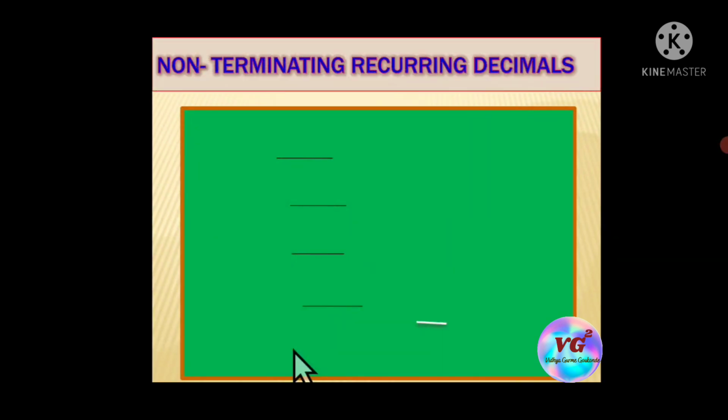Rational numbers, when we convert in decimal form, we can get another type of decimals also. That second type of decimals is non-terminating recurring decimals. Now, what is the meaning of non-terminating recurring decimals? Let's understand by one example. Here I wrote case 1 because there are two cases. So first case we will understand by this example.